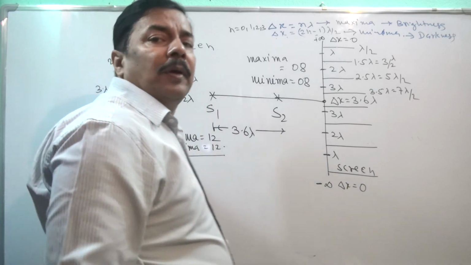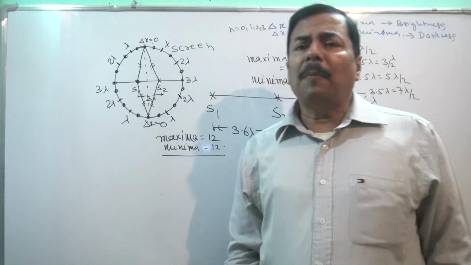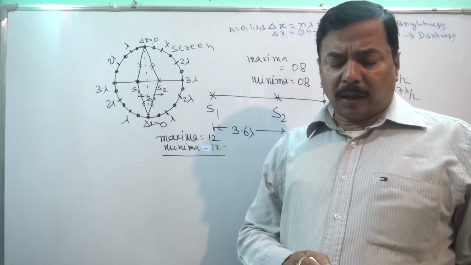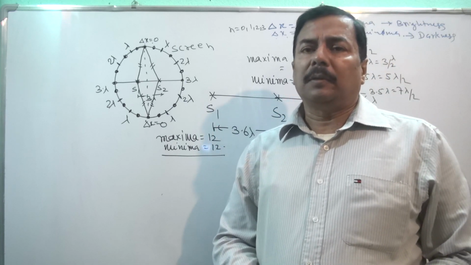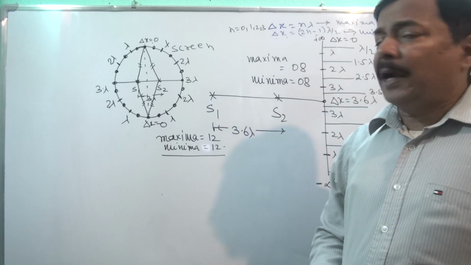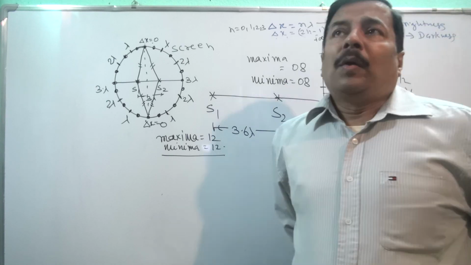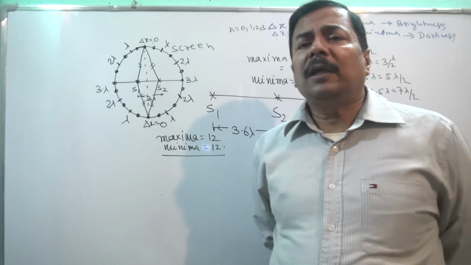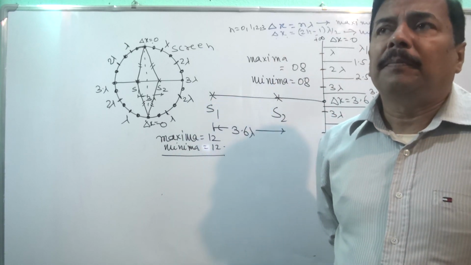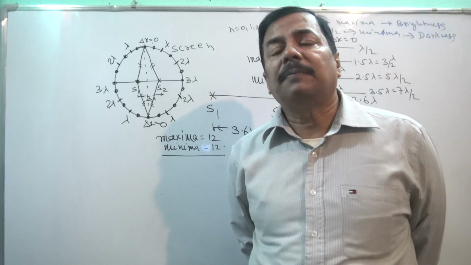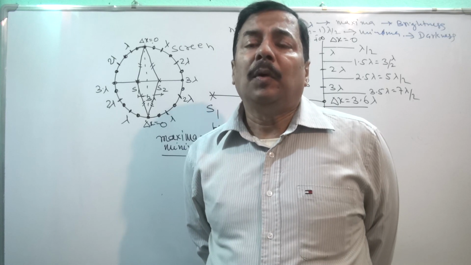So I hope that this much discussion of problems based on the composition, that means finding the y net when two waves are superimposed, and the condition for maxima and minima, that is brightness and darkness, will certainly help you in building your concept to some better extent in understanding the subject matter. With this, I am ending today's session.